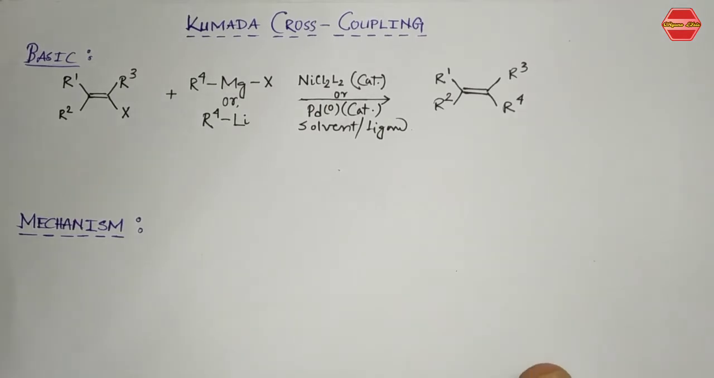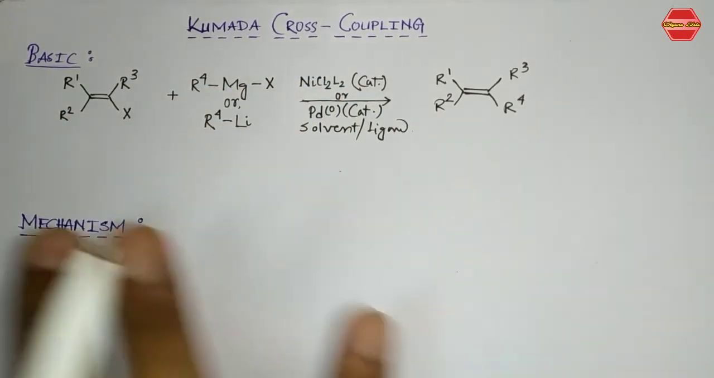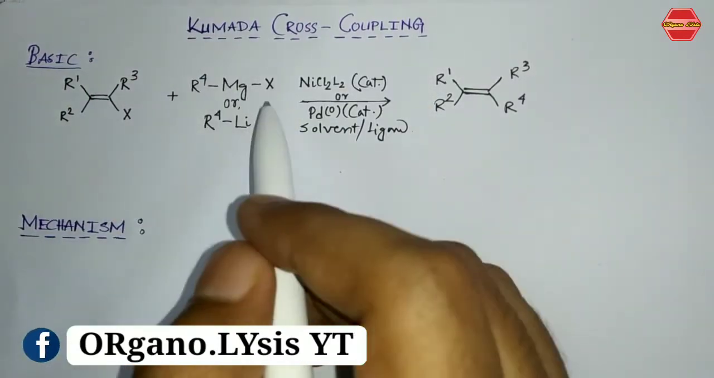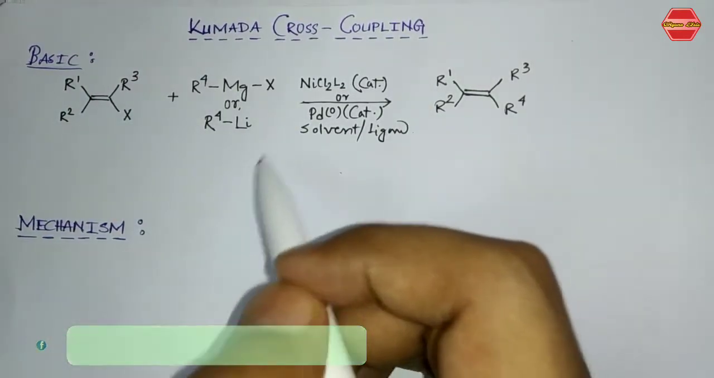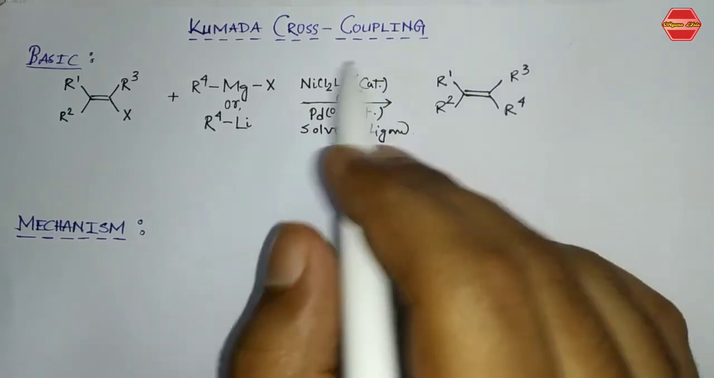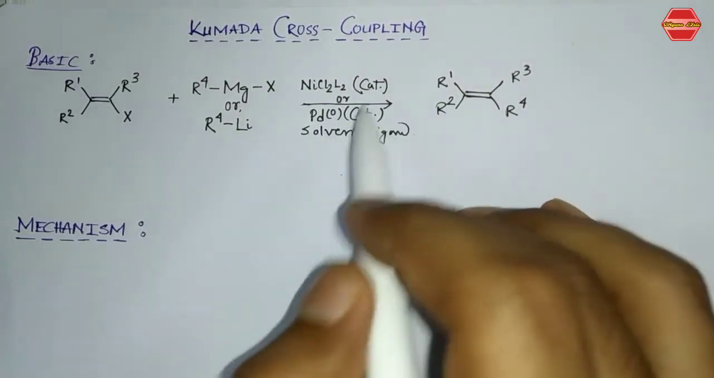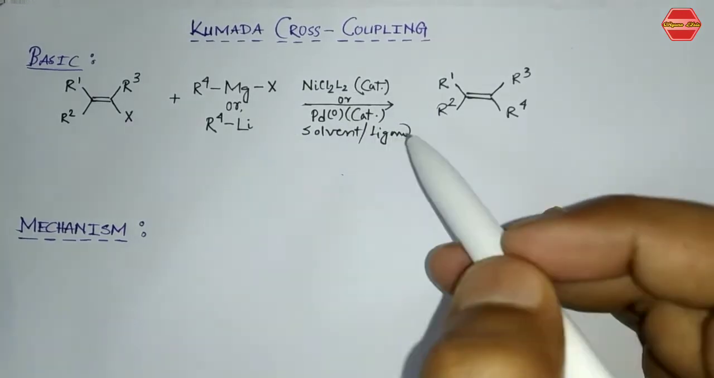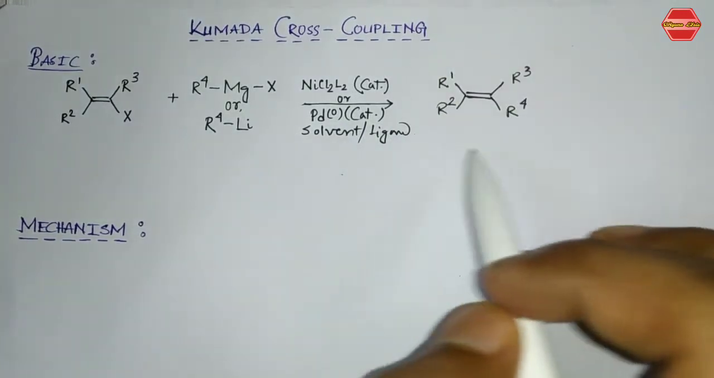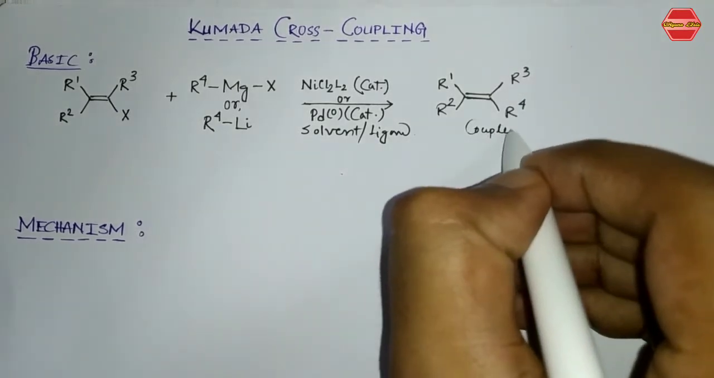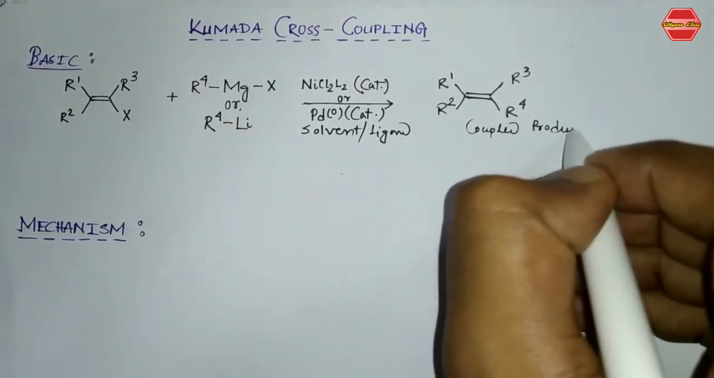First of all, to do this Kumada cross-coupling, we have an alkyl or aryl halide, and along with this a Grignard reagent or a lithium based reagent, and to catalyze this reaction we use a nickel catalyst, or you can use a palladium catalyst along with the solvent and ligand, and then finally we get this kind of coupled product. So this is your coupled product from this reaction.